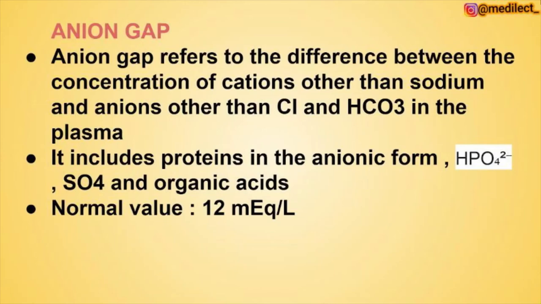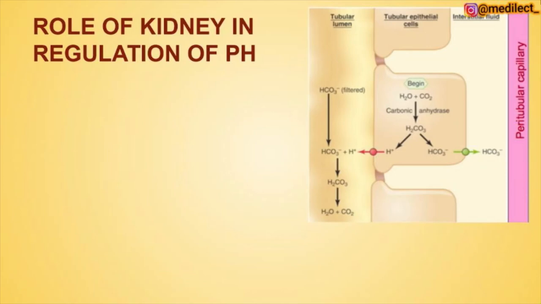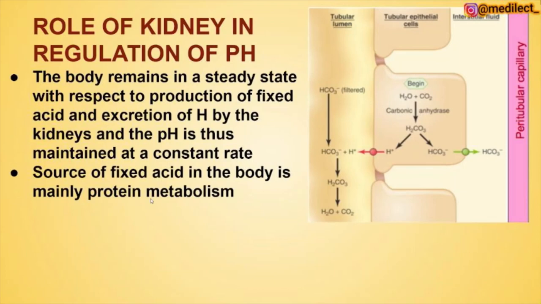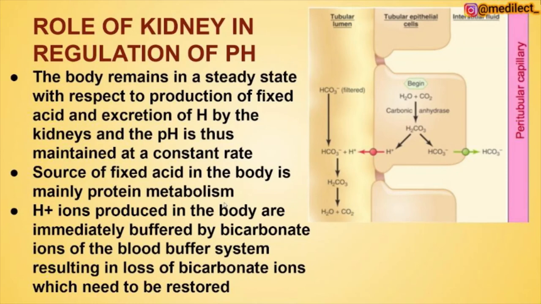Now what is the role of the kidney in the regulation of the pH? The body remains in a steady state with respect to production of fixed acid and excretion of the H plus ions by the kidney. We discussed this before also, right? This H plus ion is excreted by the kidneys, and the pH is thus maintained at a constant rate. The source of fixed acid in the body is mainly the protein metabolism. H plus ions produced in the body are immediately buffered by the bicarbonate ions of the blood buffer system, resulting in the loss of bicarbonate ions which need to be restored, right?